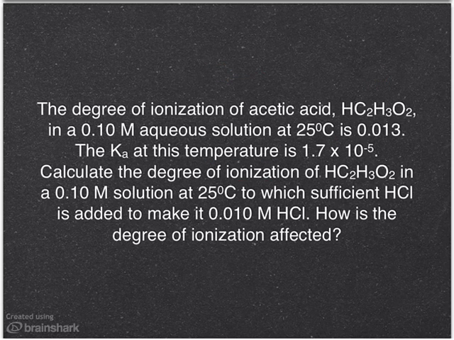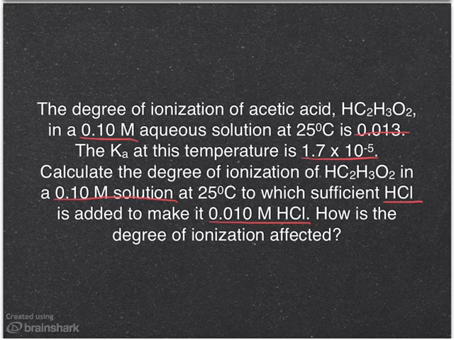So let's just take this following example, where you have a degree of ionization of acetic acid at 0.013, and the concentration of this particular solution is 0.1 molar. It gives you a Ka of 1.7 times 10 to the negative 5. Now you need to calculate the degree of ionization that's going to occur if that same exact solution now has HCl added to it. And the HCl that's added to it is 0.010 molar HCl. So how is that degree of ionization going to be affected?